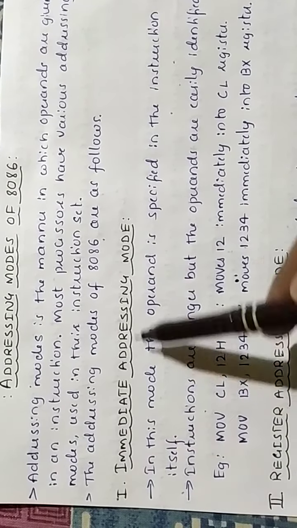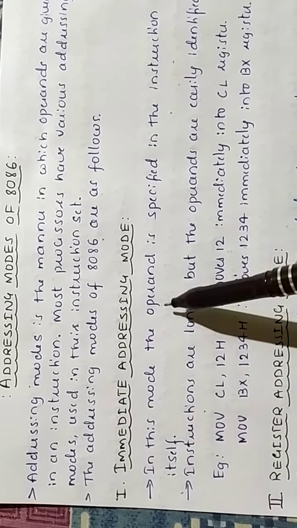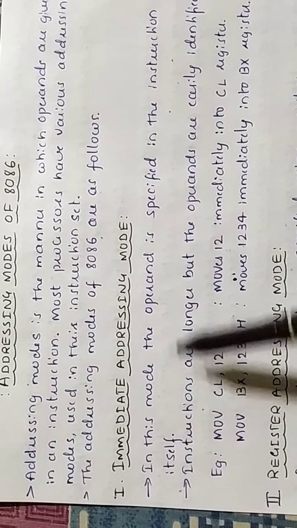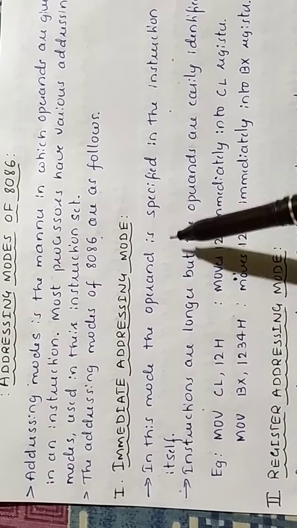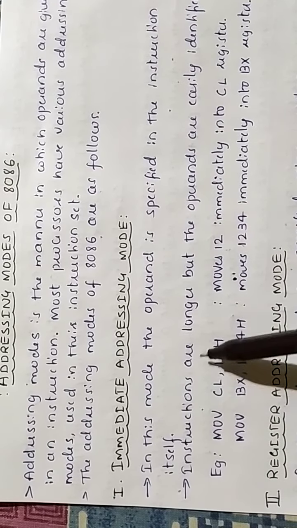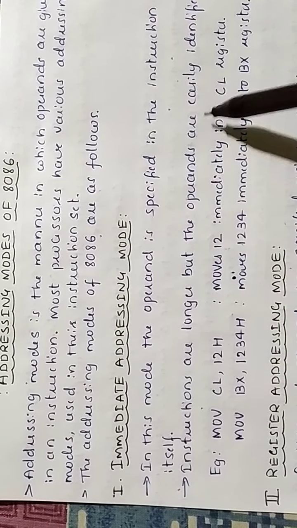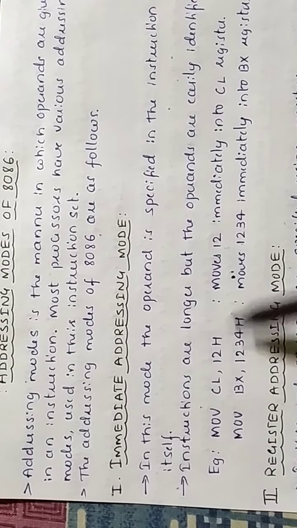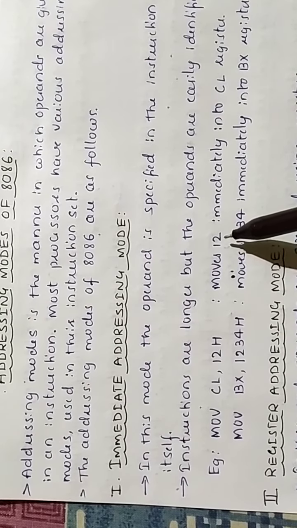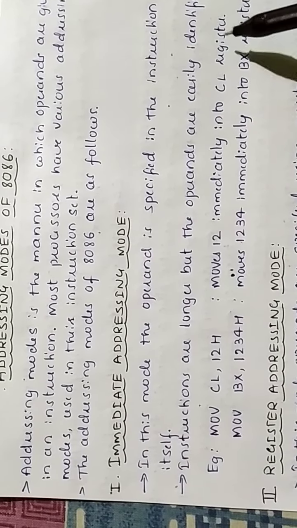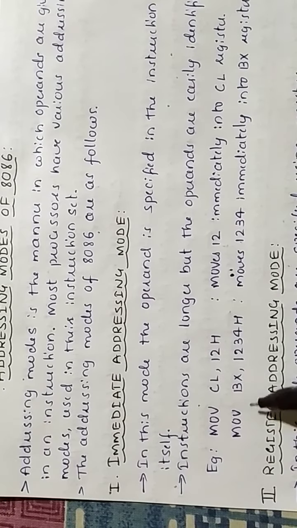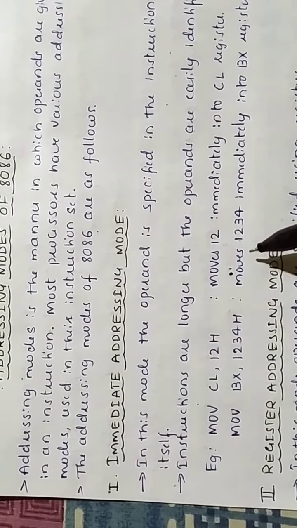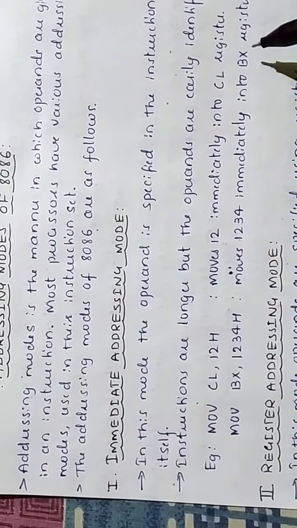The first one is immediate addressing mode. In this mode, the operand is specified in the instruction itself. Instructions are longer, but the operands are easily identified. For example, MOV CL, 12H. That data 12H moves immediately into the CL register. Second example, MOV BX, 1234H. That hexadecimal number moves immediately to the BX register.